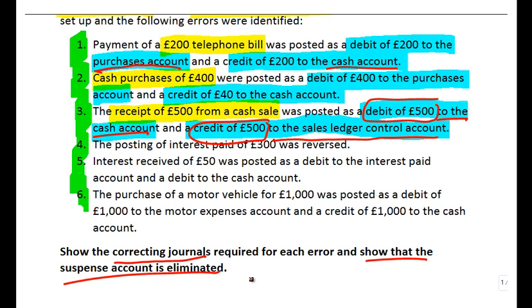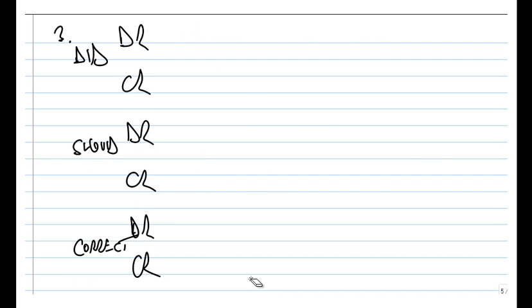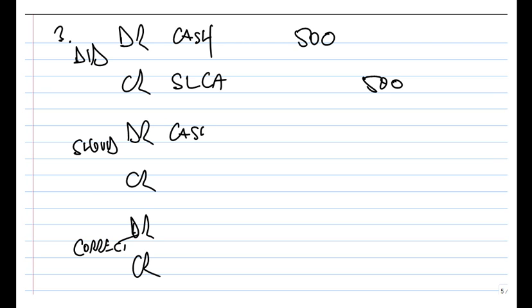So if we use my three-step process again, what double entry did they post? Well, they credited cash by 500. They then credited the sales ledger control account. They're effectively reducing the amount owed by credit customers. This wasn't a payment by a credit customer, so they should have posted debit cash 500, credit just the sales account 500. They should have recognised the income on that.